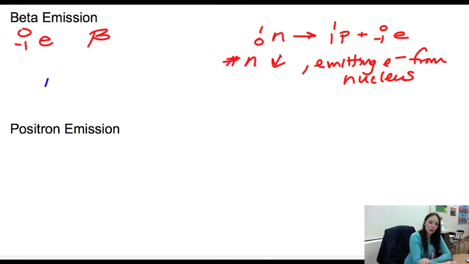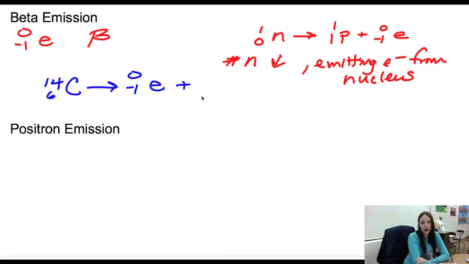If I start out with carbon-14, and I know that carbon is number 6, put a 6 there. It's going to beta emit, or beta decay. And again, they're going to have to tell you that piece of information. Since it is turning into something different, we're going to lose an electron. I start out with 14. I didn't lose any neutrons or protons, so I still have 14. Well, I emitted an electron.